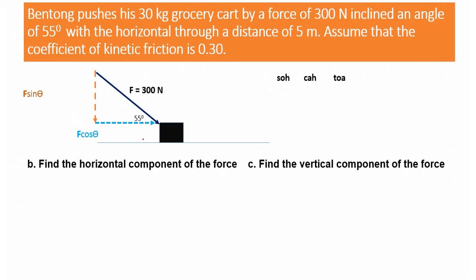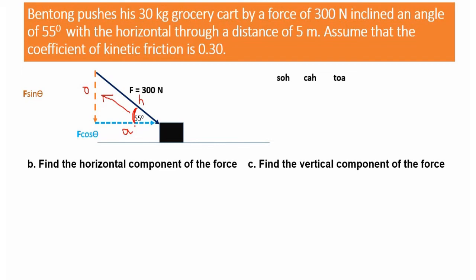So hopefully by now you already know why we use sine theta for the vertical component and we use cosine theta for the horizontal component. Something to do with the trigonometric functions. So if you are to identify each part, this will be the hypotenuse because it is the longest side, and this is the angle. Opposite to that angle is the opposite. And then this one would be the adjacent because it's next to the angle.